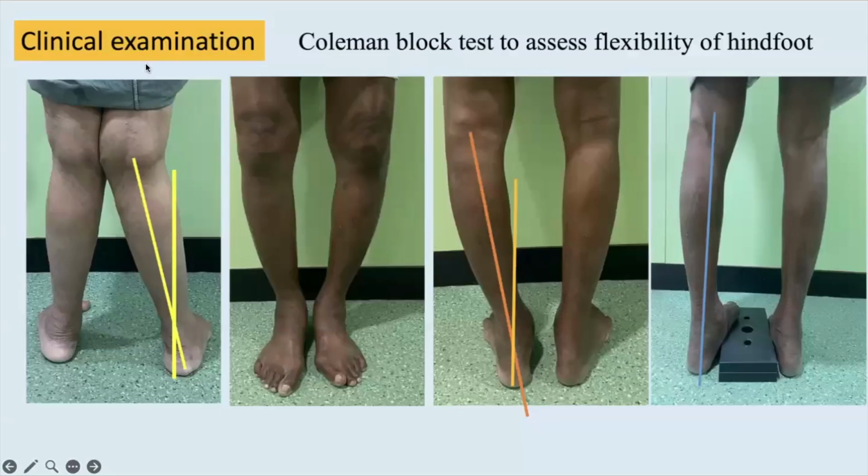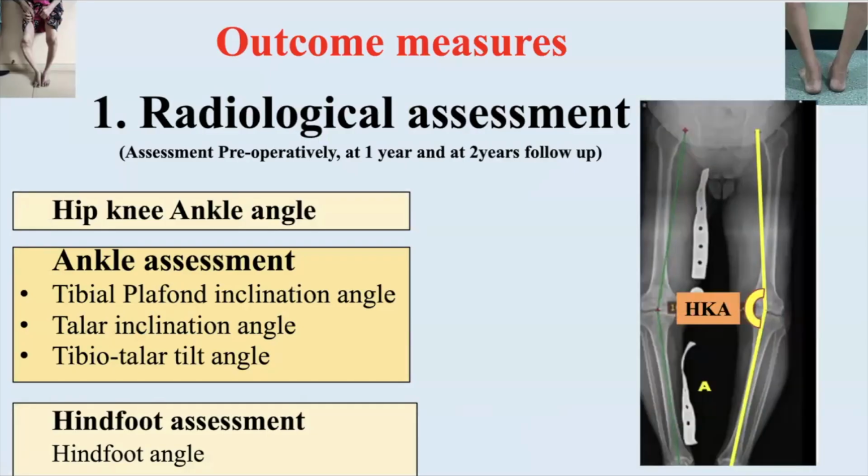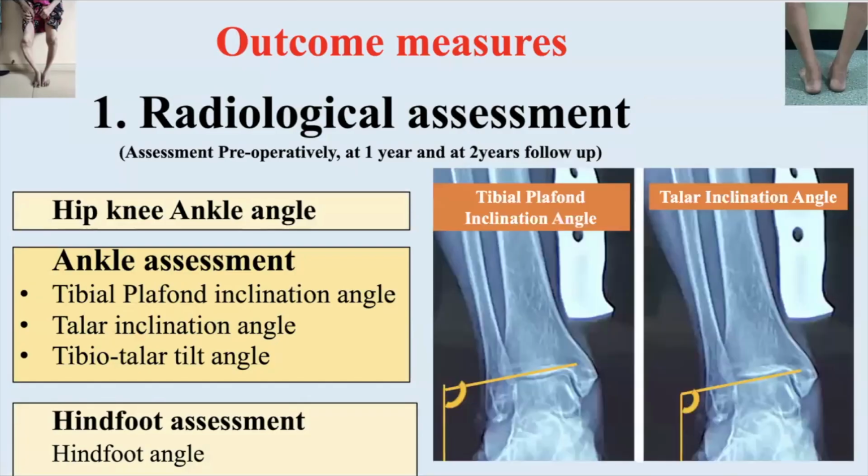We did a routine clinical examination, and we assessed the flexibility of the hindfoot using the Coleman block test, to determine whether it was a rigid or flexible hindfoot. Radiologically, we assessed the following parameters: number one is the ankle assessment, and second is the hindfoot assessment. The first one, which we all routinely do on a long leg film, is the HKA angle. Number two, we calculated the ankle assessment.